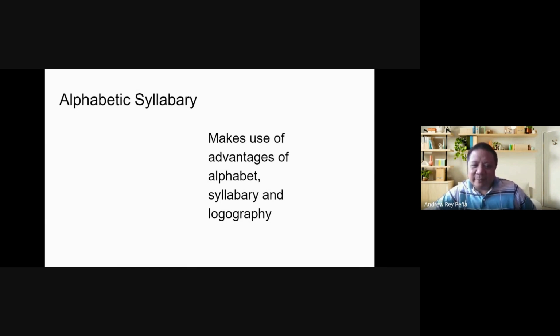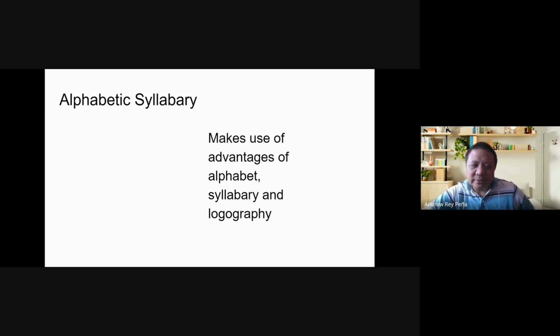And then finally, we have the alphabetic syllabary. By the way, I did not include that in my original list. The alphabetic syllabary makes use of the advantages of alphabets, syllabaries, and logographies. Whatever advantages you have for alphabets, syllabaries, and logographies, it's utilized by a writing system called an alphabetic syllabary.